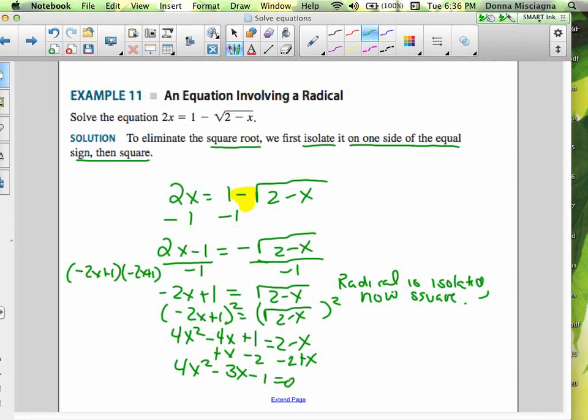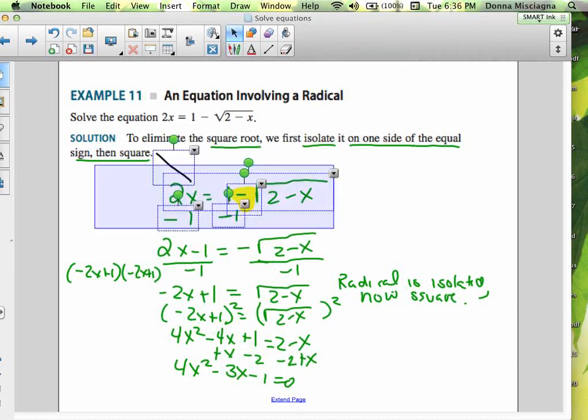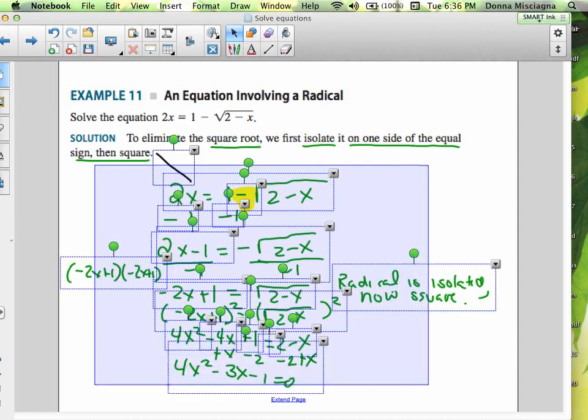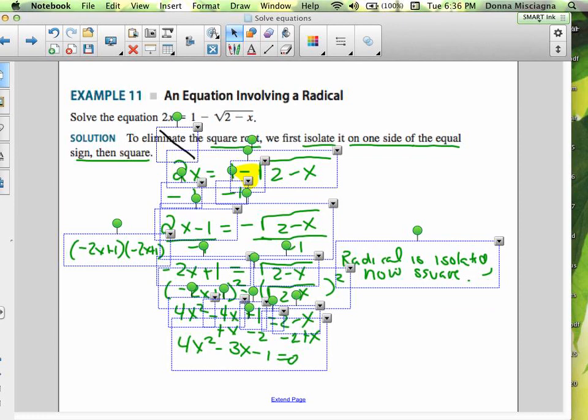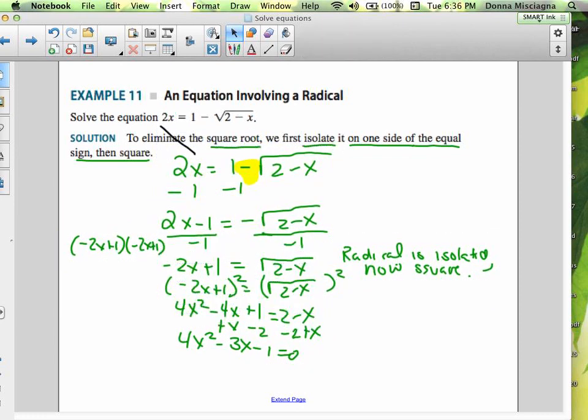And I wrote too big. Let me see if I can move everything up. Let's move that up just slightly. And I'll get rid of that random stray mark here.